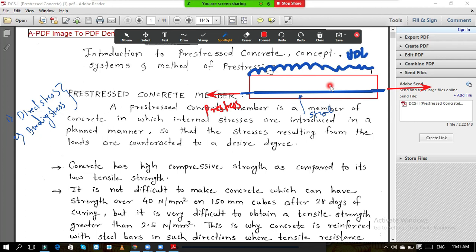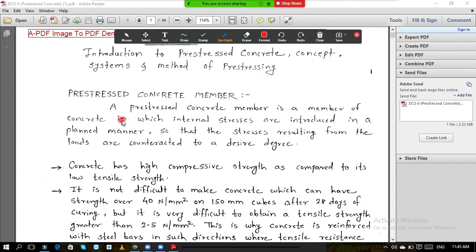Okay, so now moving further, once again I will read. A prestressed concrete member is a member of a concrete in which the internal stresses are introduced in a planned manner. So we decide which type of internal stresses we want to induce in that steel bar. Generally tensile stresses are induced so that the stresses resulting from the loads are counteracted to a desired degree.